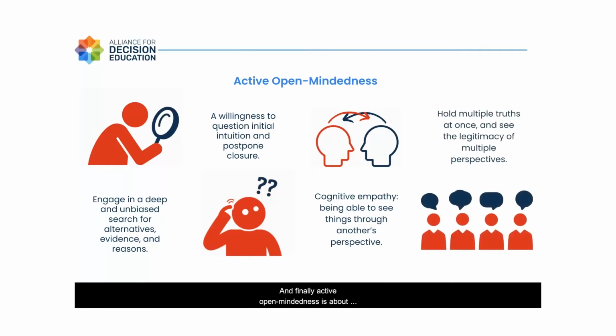And finally, active open-mindedness is about being able to hold multiple truths at once and to see the legitimacy of multiple perspectives. This is not saying that all perspectives are meant to be considered as equal or equally legitimate, but to be able to see nuance in people's perspectives and not operate in a binary fashion of all right or all wrong is a useful disposition for skillful decision making.